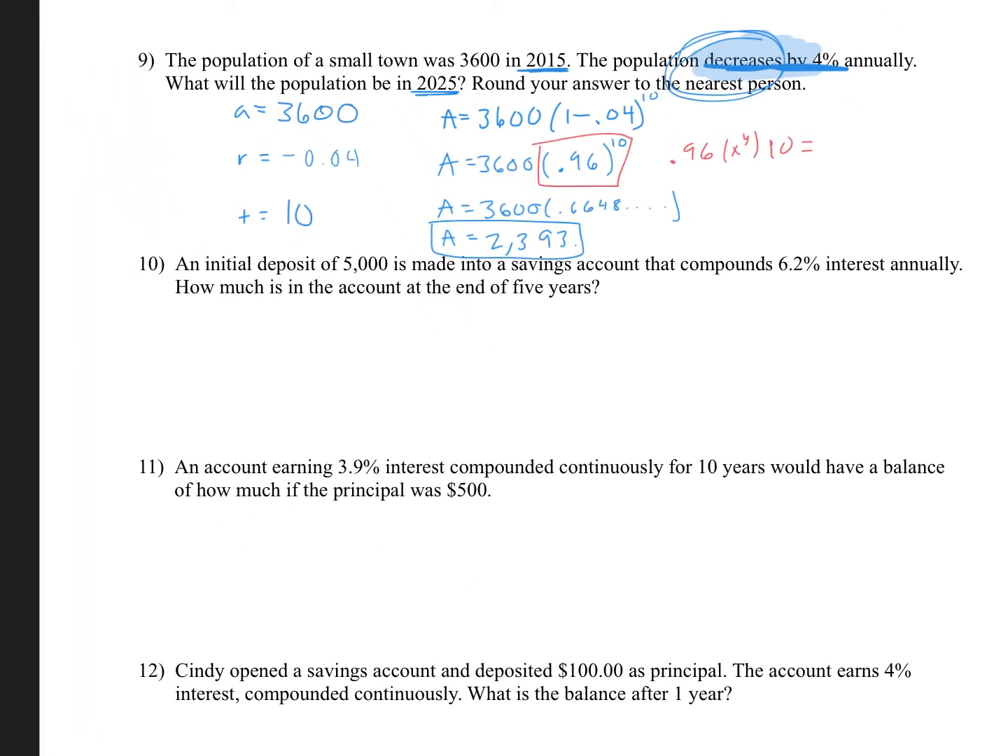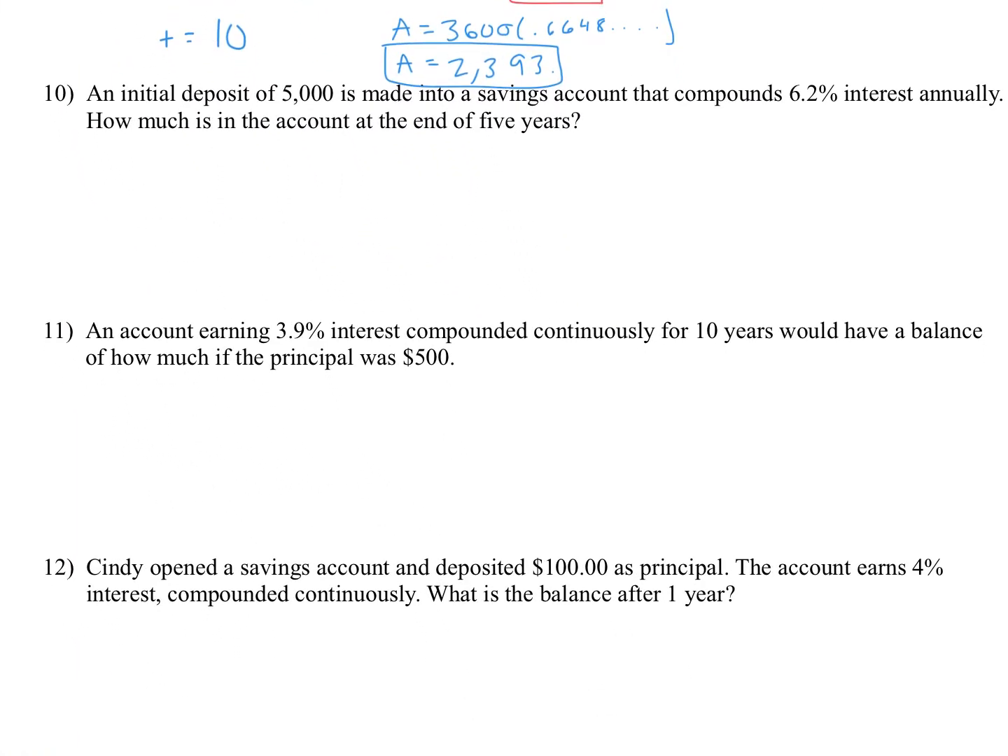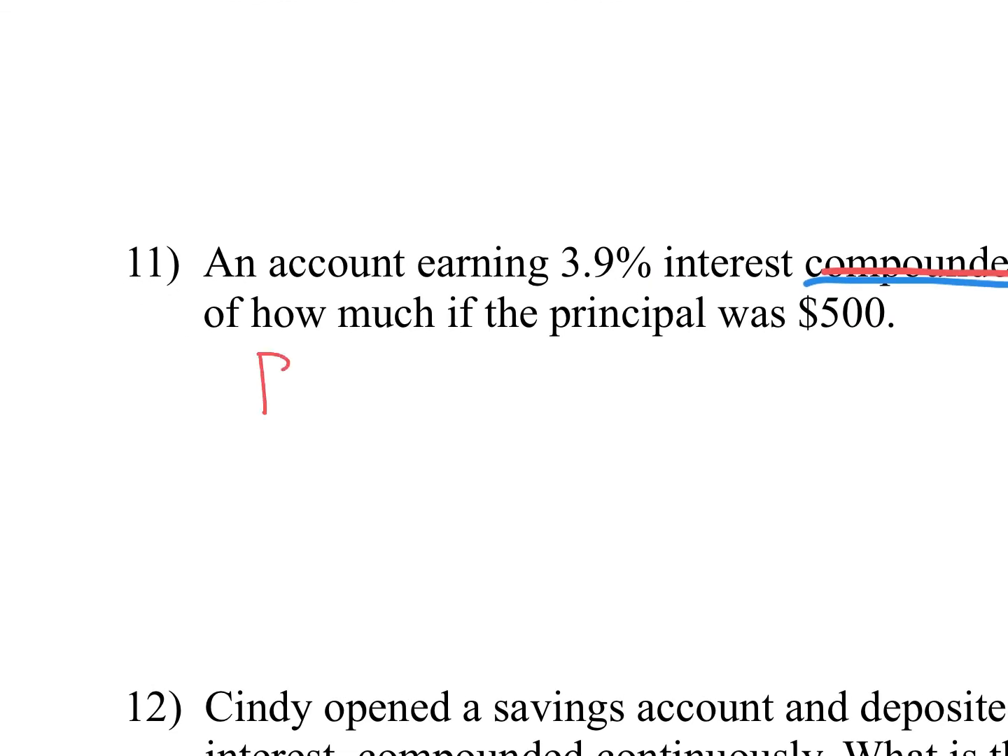All right, let's take a look at number 11. An account earning 3.9% interest compounded continuously for 10 years would have a balance of how much if the principal was 500? Compounded continuously means we're going to use our PERT formula. So we have to find our P, our R, and our T. What's our P?